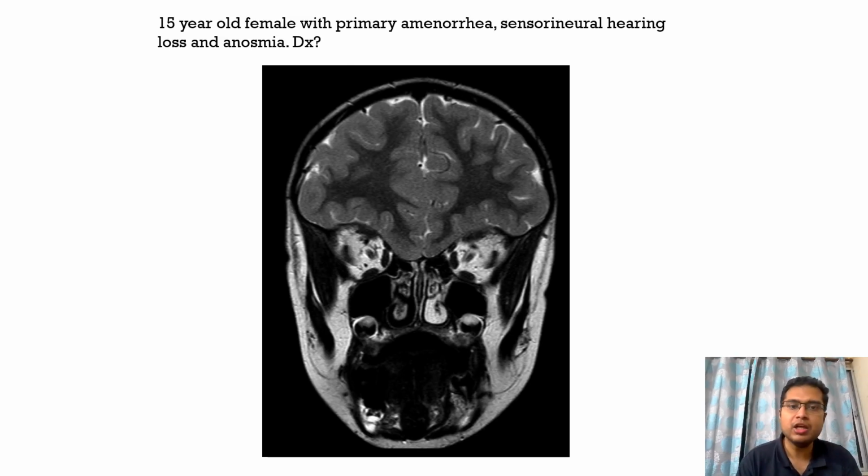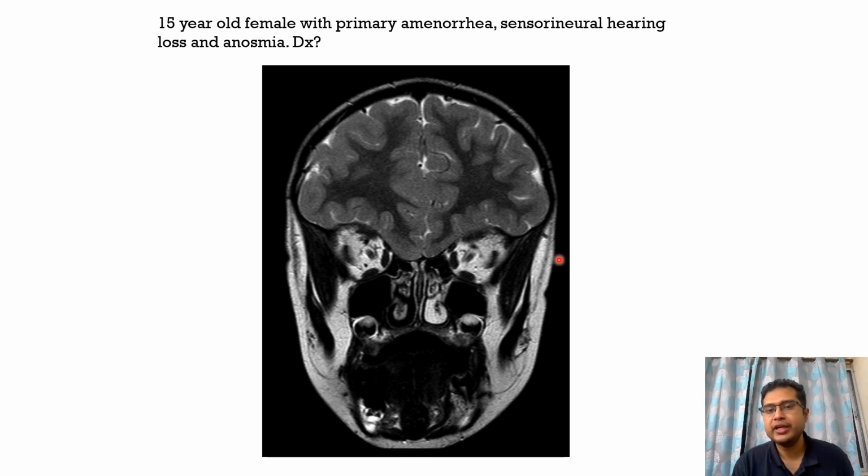So here we have a 15-year-old female with primary amenorrhea, sensorineural hearing loss, and anosmia. Based on this, what do you think is the diagnosis? MRI brain was ordered to confirm a diagnosis. So these are the coronal T2 weighted images where we can see a particular finding. The olfactory bulbs are missing. There is smoothing of the cortex here in the lower frontal region.